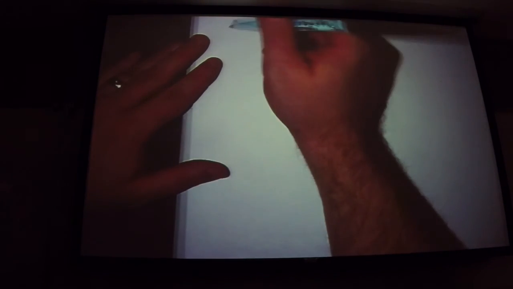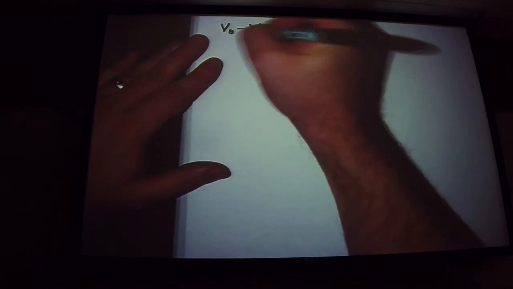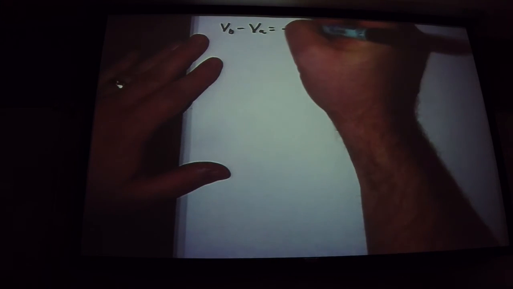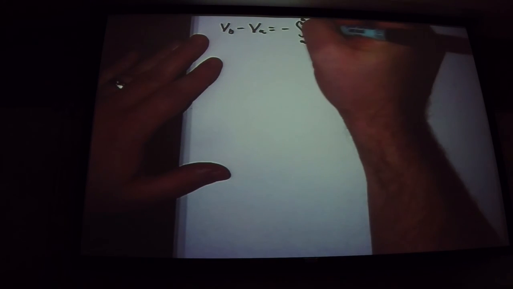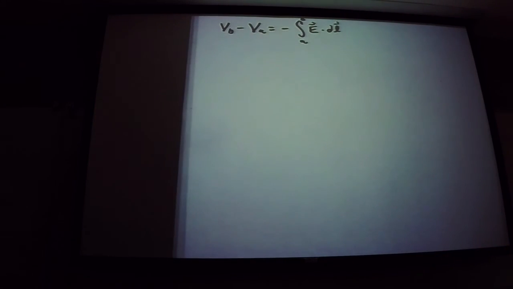Okay, electric force and electric potential. Well, what we're doing is using two equations here. First of all, the one where we relate the electric field to the potential, and there are two equations for this. There's this one here, VB minus VA equals minus the integral from A to B of E dot dl.